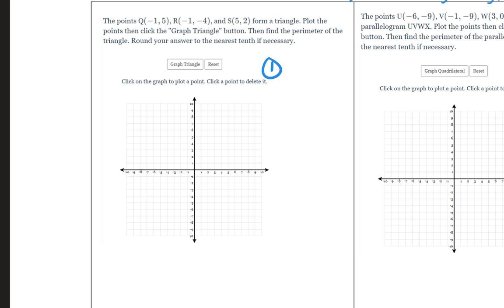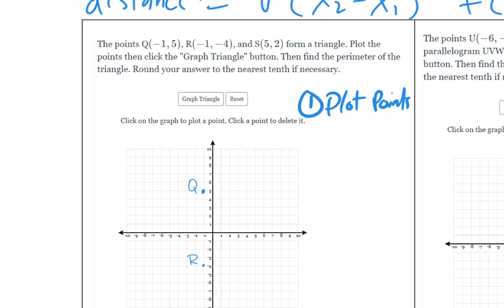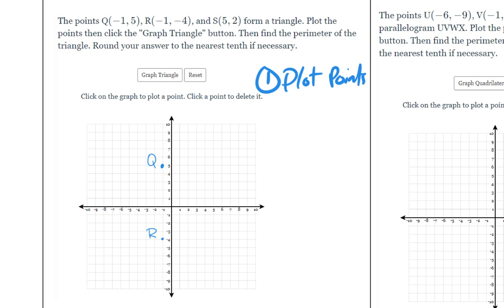So the first step is we're going to plot the points. Q is -1, 5, and we're going to put a dot there using our mouse and write Q there so we know what it is. R is -1, -4. We put a dot right there, and that's R. Then S is 5, 2, so that's 5 to the right and 2 up, and we say that's S.